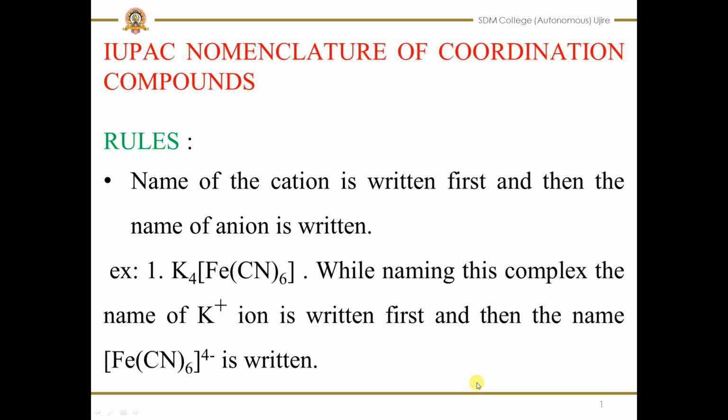Name of the cation. First rule is, name of the cation is written first and then the name of the anion is written. For example, K4[Fe(CN)6]. In this complex, the cation is K+ and [Fe(CN)6]4- is the complex part, that is the anionic part, because the charge on the complex is negative. While writing the name of this complex, the name of K+ ion is written first and then the name of the complex part, that is [Fe(CN)6]4-.